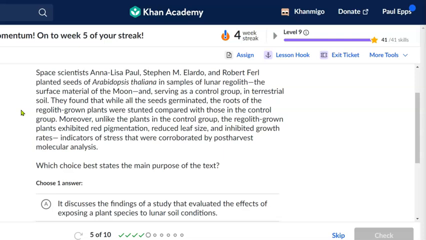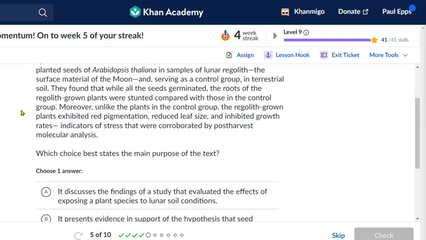They found that while all the seeds germinated, the roots of the regolith-grown plants were stunted compared with those in the control group. Moreover, unlike the plants in the control group, the regolith-grown plants exhibited red pigmentation, reduced leaf size, and inhibited growth rates, indicators of stress that were corroborated by post-harvest molecular analysis. Which choice best states the main purpose of the text?